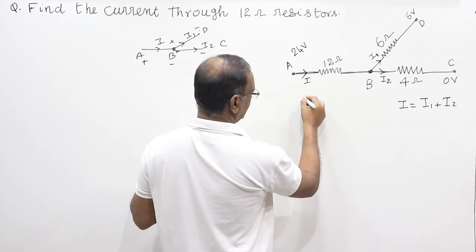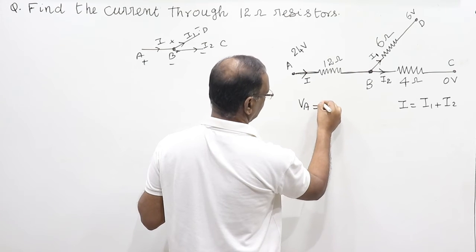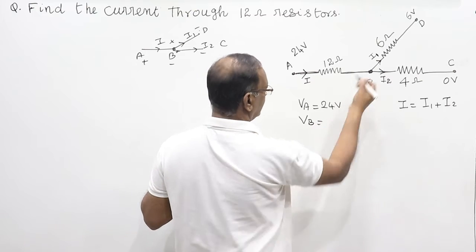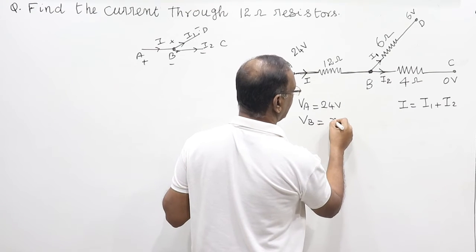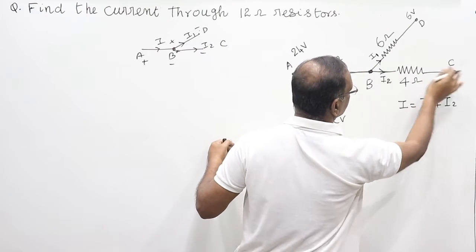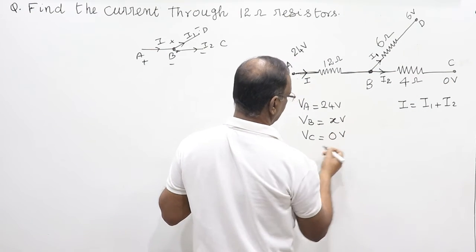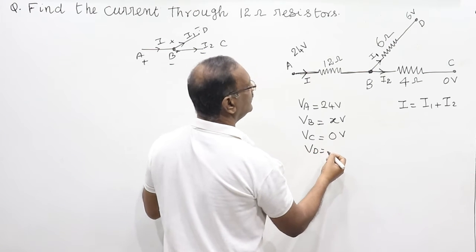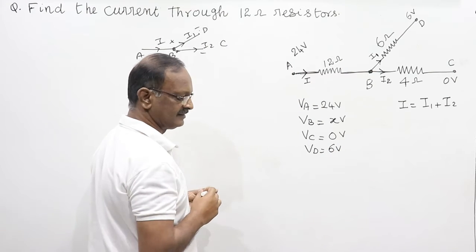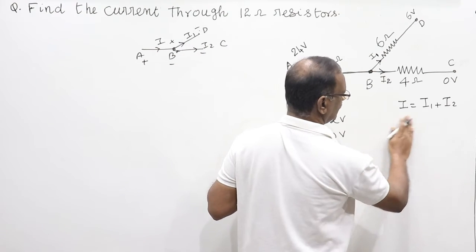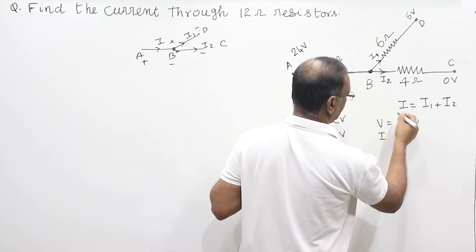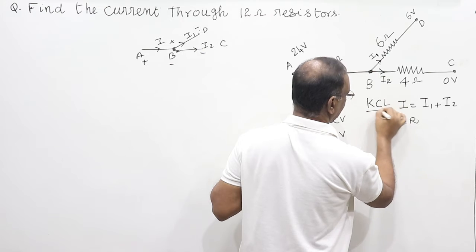So what is the potential at A? Potential at A is equal to 24 volt. Potential at B, we do not know, so we keep it as X volt. Potential at C, from here to here, is 0 volt, and potential at D is equal to 6 volt. It is given as 6 volt, and we know I is equal to I1 plus I2, and V is equal to I into R. This is Kirchhoff current law.